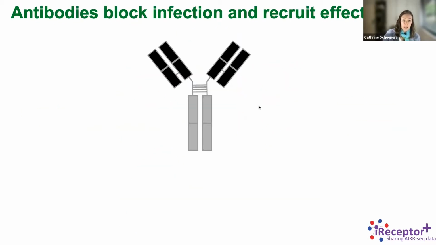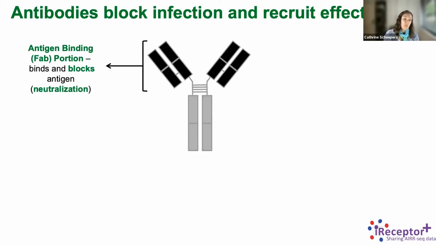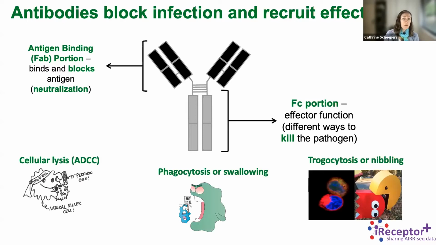Antibodies are essentially broken down into two different regions. There's the Fab portion, which binds onto the antigen and blocks infection through a process known as neutralization. And then there's the Fc portion, which is responsible for effector function. That really just means different ways to kill the pathogen, and some examples of those are ADCC, phagocytosis, and trogocytosis.